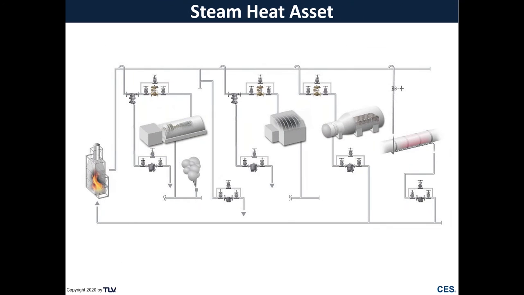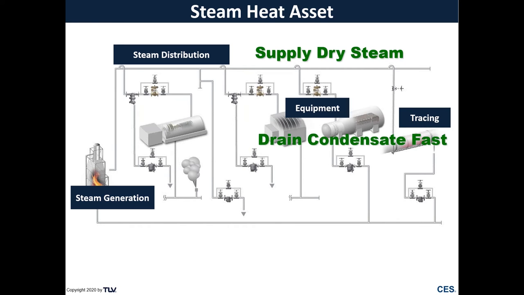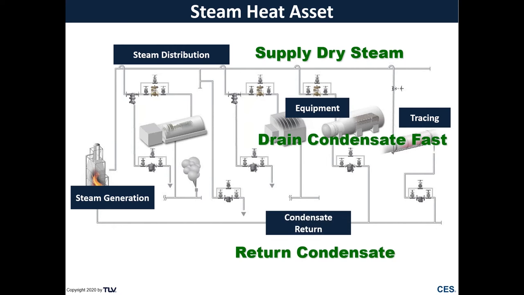So now let's take a look at a typical steam system. But really, every site should consider their steam system as their steam heat asset, since the system is the primary utility for getting heat to your production processes. Steam is created at a boiler and is sent to the plant using a steam distribution network. And the goal here should be to supply dry steam to your process equipment and tracing, drain condensed steam fast in order to maximize the heat output to the process, and then recover that condensate to maintain efficient operation.